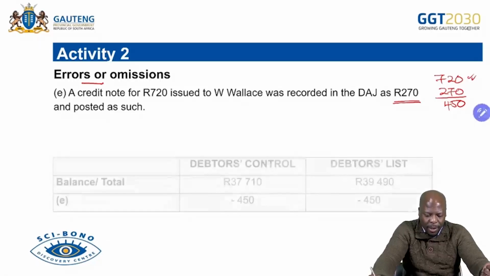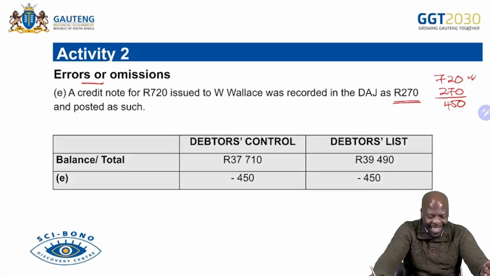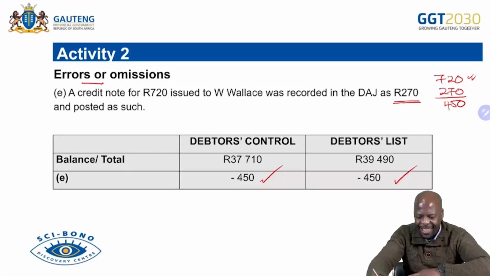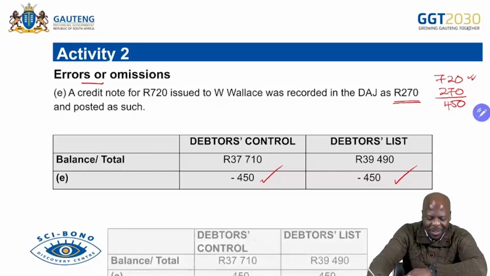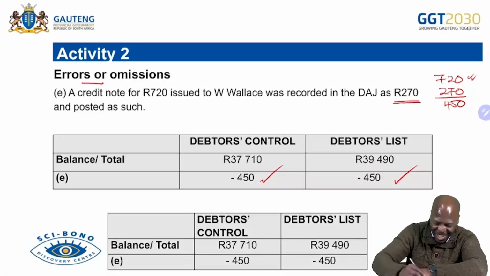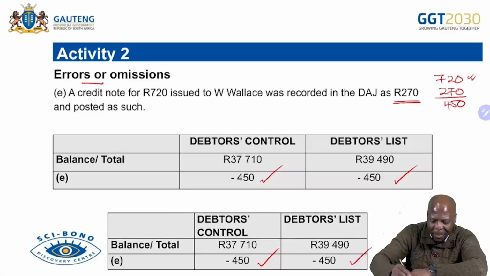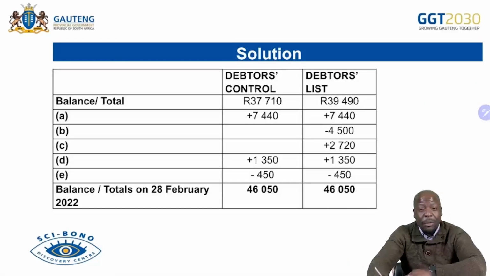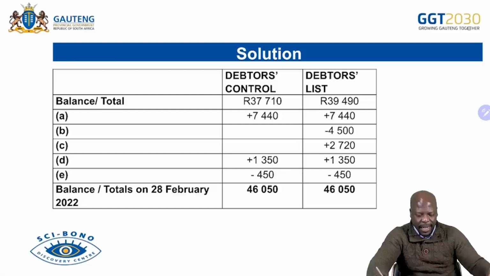Let's go and see where we can correct. Easily done already. We come and we say minus 450 in the control as well as in the list. Okay, since it's the last transaction, you're going to get to see it twice. There it goes. You're going to see it twice, minus 450, minus 450 again. Okay, now we have come to the end of this particular activity.